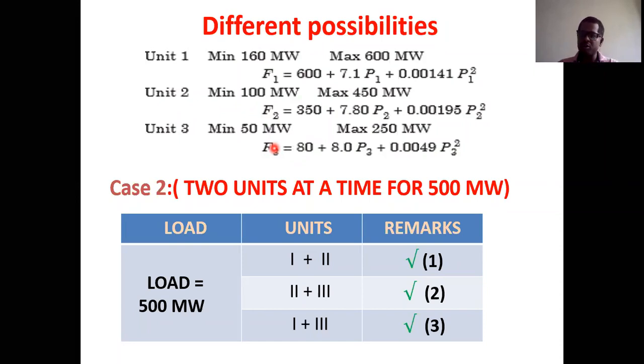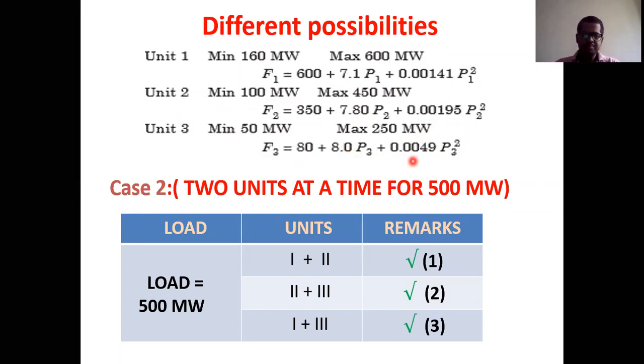What does incremental fuel cost mean? When you increase the power generation, how much cost is going to increase in order to increase that power generation. That is the incremental fuel cost. It is given by the differentiation of your fuel cost with respect to P1. When you do this, you can forget the constants because they will become 0. The remaining coefficients are alpha and beta 1, as we already saw in the first unit. So this 7.1 is alpha and this is beta. Similarly, this is alpha and this is beta for the second generator. And 8 is alpha for unit 3 and this one is beta for unit 3.